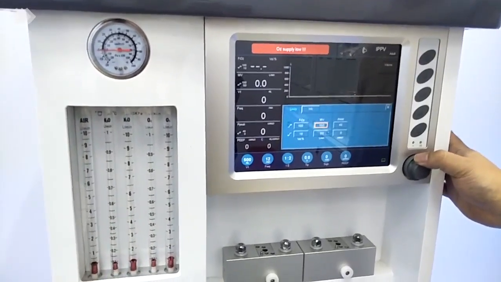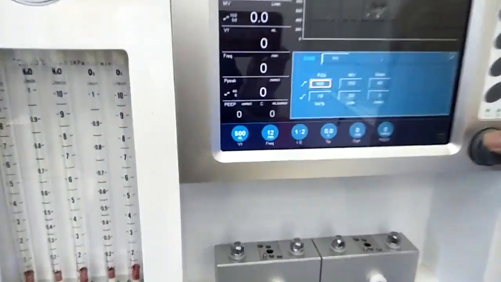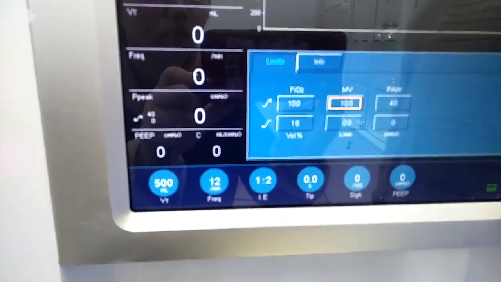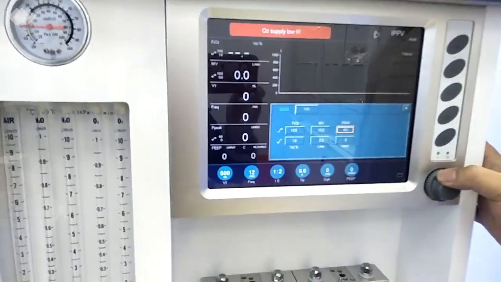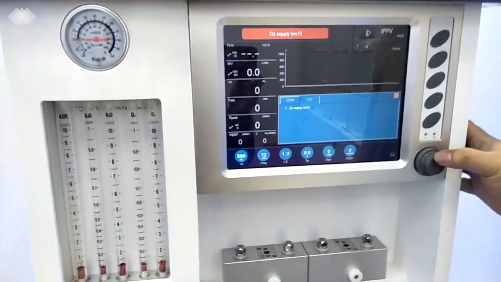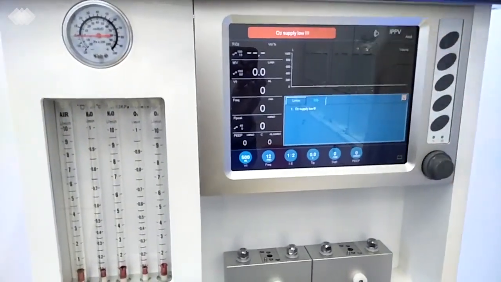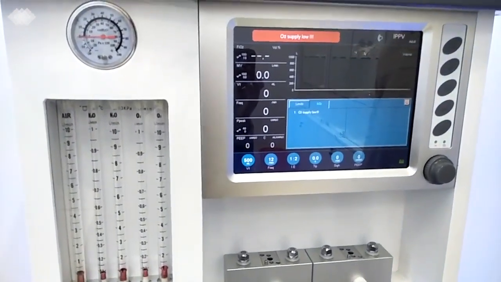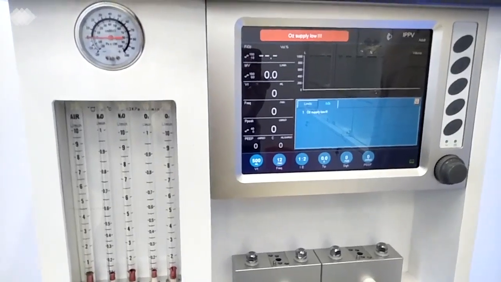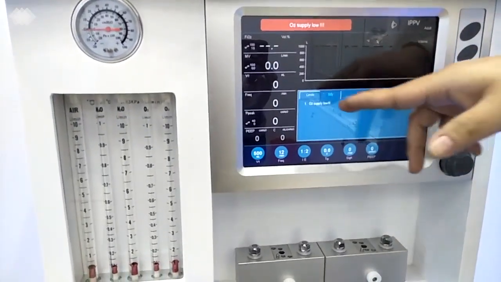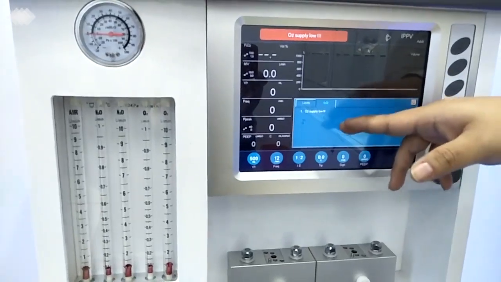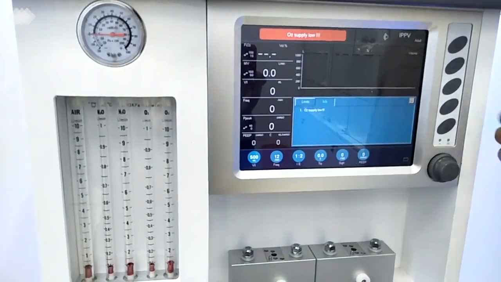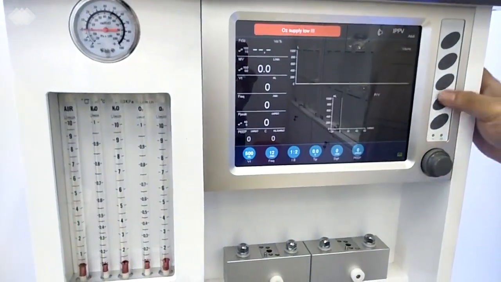The fourth button here is also for the alarm. The first one will be the limits. The limits here is for the oxygen concentration, minute volume, and also the pressure. And for the upper limit and lower limit, you can both change it. The second column here is for the alarming information. That also means if the engineer wants to do some maintenance, he will check inside of this column to see what is the history alarms here. And so we will know what we can do for the machine to make it the better condition.